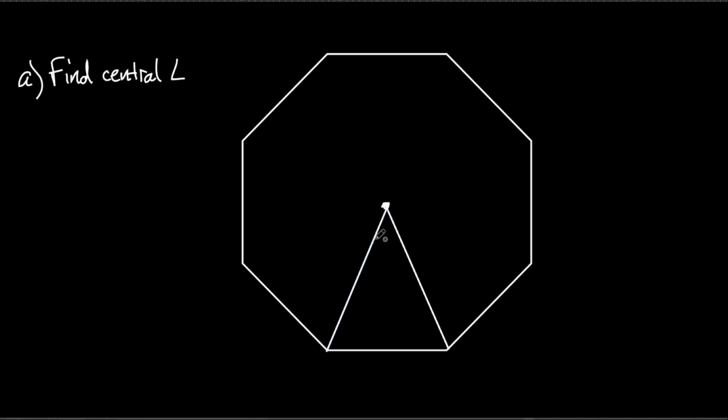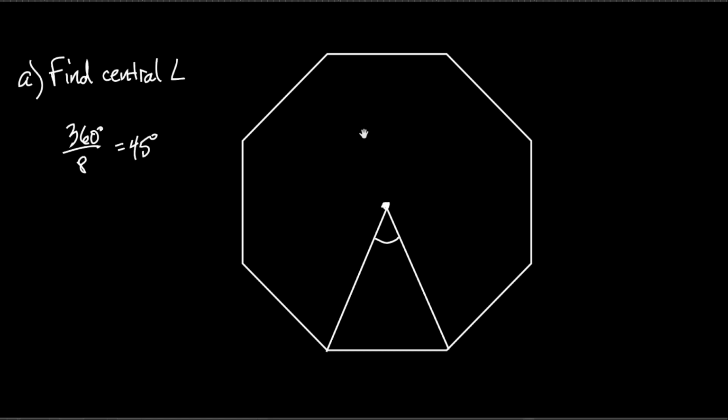So what are we trying to find? We're trying to find this, which is the central angle. Agreed? So how do we do that? Right, we take 360 and we divide it by how many angles we have, which is the same as the number of sides. It's an octagon, so there's 8 sides, so it's 360 divided by 8, and that comes out with 45 degrees.